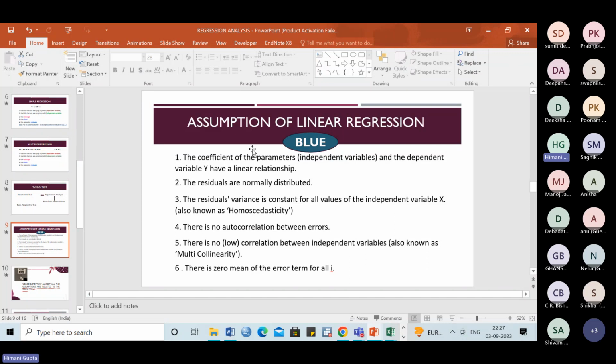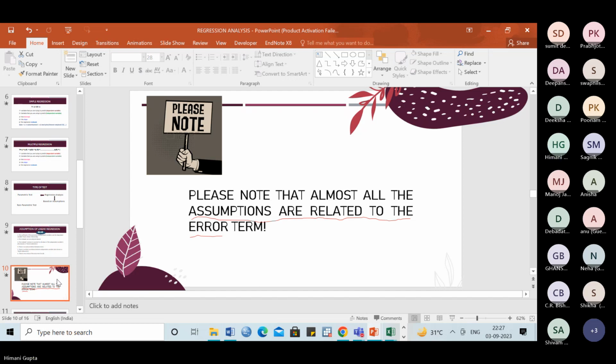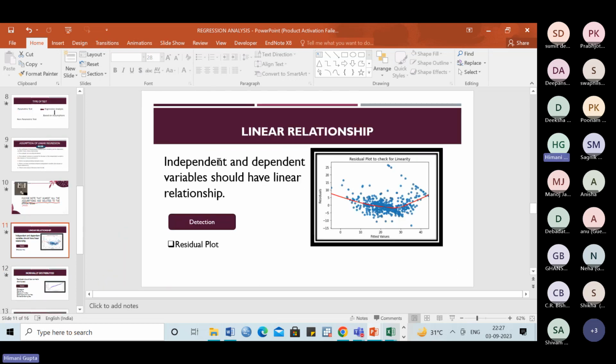If you are fulfilling all these assumptions, I can say that my linear regression is BLUE. BLUE means best linear unbiased estimators. So if all your assumptions come true, then only my linear regression will be BLUE. Otherwise, I'll get biased results. Now, first thing, the linear relationship: your independent and dependent variables should have a linear relationship.